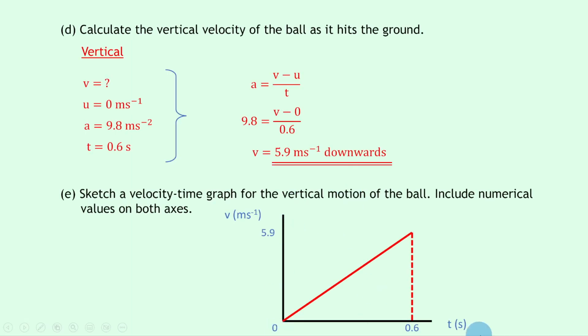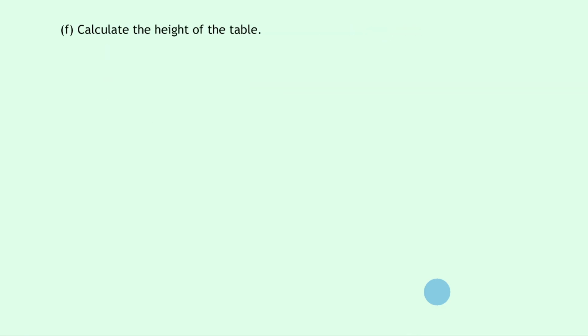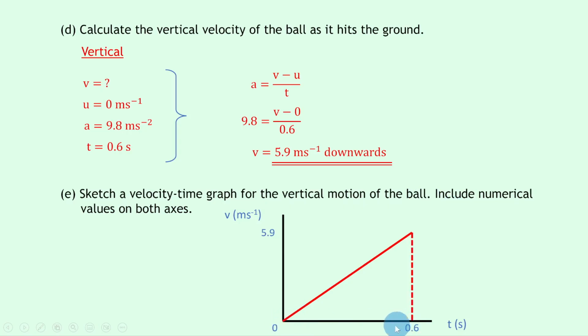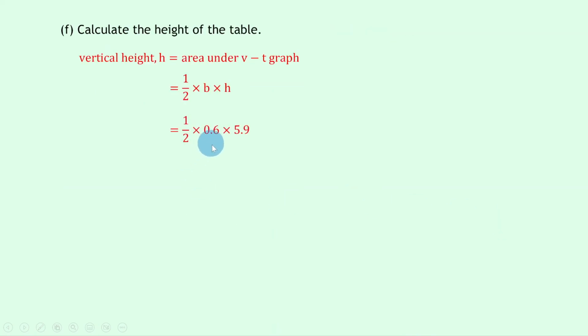So if we look back at our graph of vertical velocity against time here, remember the area under this graph is going to give us the vertical distance travelled, or the vertical height, which is what we want in this case. So if we find the area under this graph, i.e. the area of this triangle, then that tells us the vertical height. So we can say that the vertical height h is equal to the area under the vertical velocity against time graph. So that is equal to a half times base times height. And then if we look at our values here, our base is 0.6 and our height is 5.9. So we can say a half times 0.6 times 5.9, and putting that into your calculator should give you a final answer of 1.8 meters.